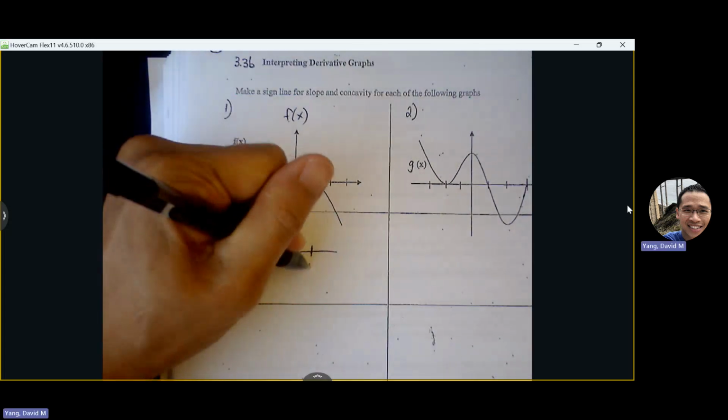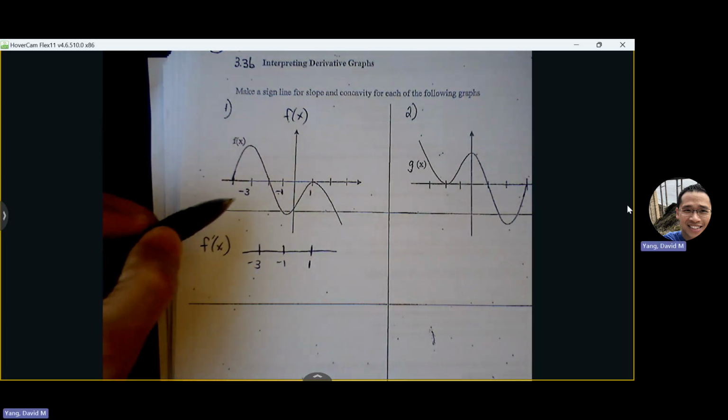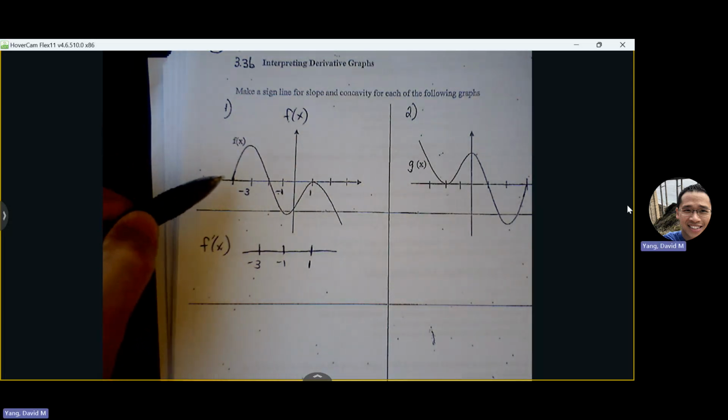All right. So what you see is what you get. To the left of -3, what do you see about your slope? Slope is what?